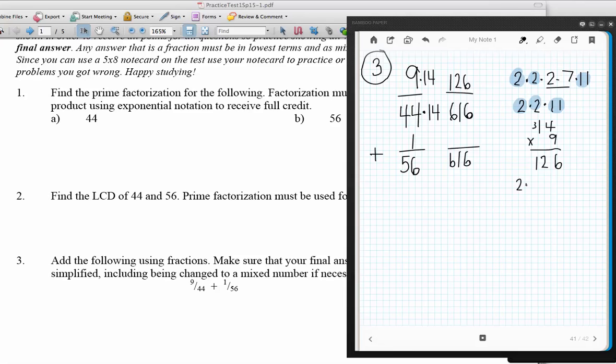56 was 2 times 2 times 2 times 7. So again, what we're going to do is find out what we have here. So there's 2, 2, and 2, and then we have 7. So the only thing that's missing this time around is the 11. So 56 times 11 is what's going to give us 616.